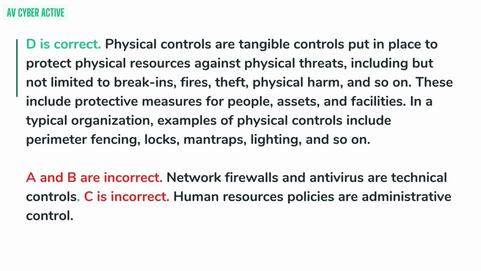These include protective measures for people, assets, and facilities. In a typical organization, examples of physical controls include perimeter fencing, locks, man-traps, lighting, and so on. A and B are incorrect. Network firewalls and antivirus are technical controls. C is incorrect. Human resources policies are administrative control.